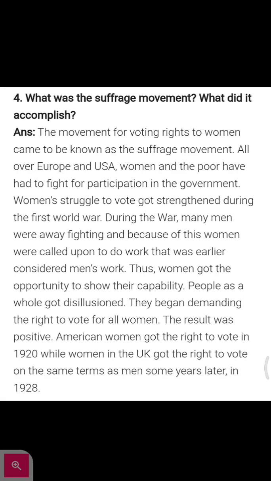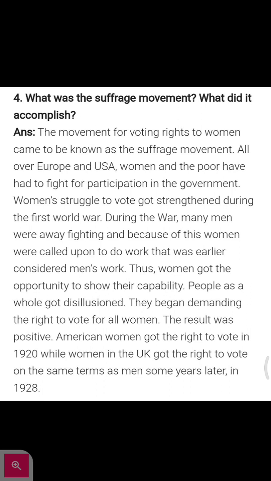Question number 4. What was the suffrage movement? What did it accomplish? Answer. The movement for voting rights to women came to be known as the suffrage movement. All over Europe and USA, women and the poor have had to fight for participation in the government. Women's struggle to vote got strengthened during the First World War.